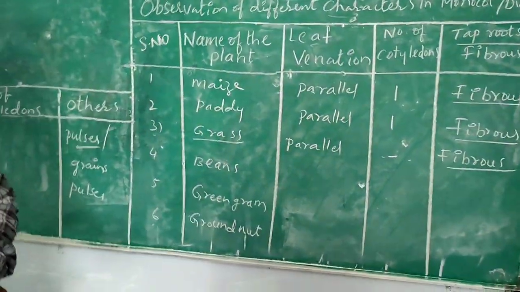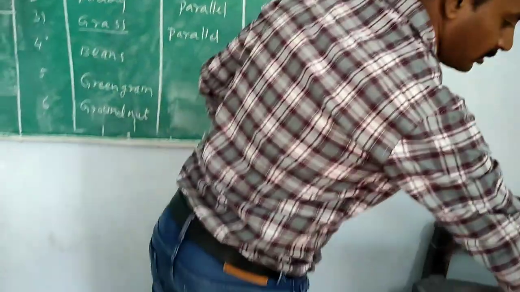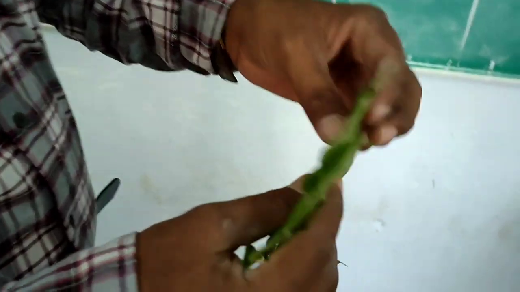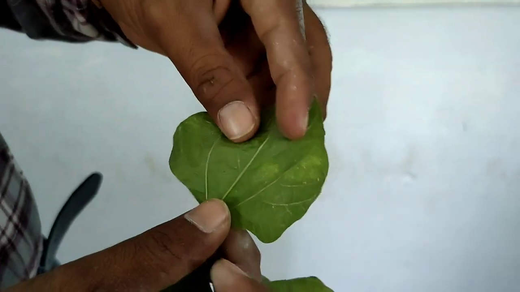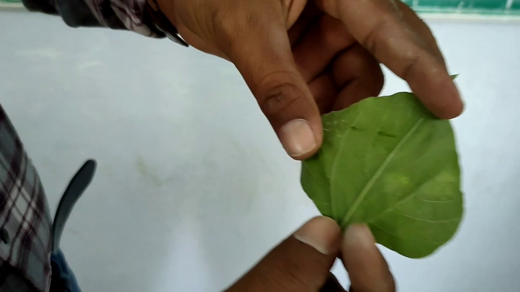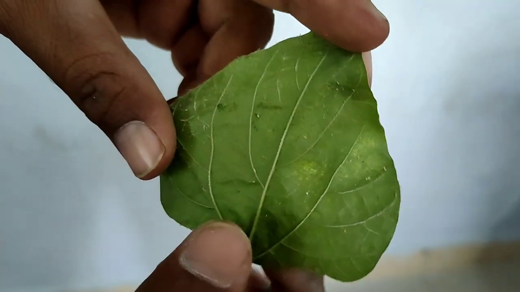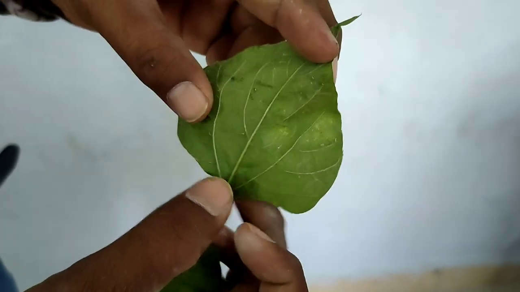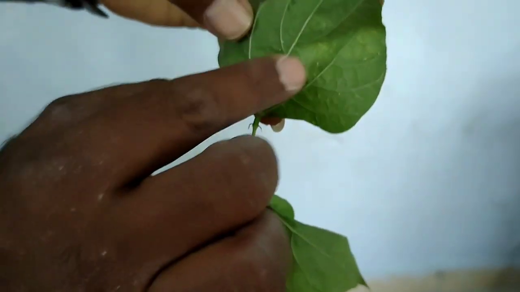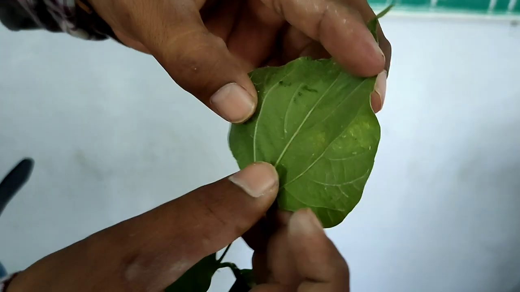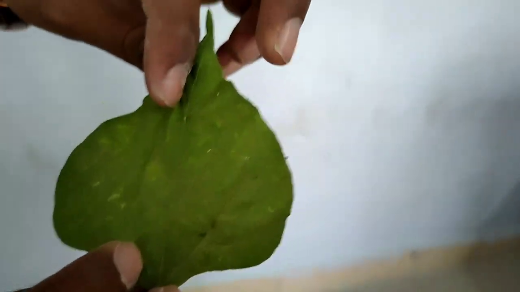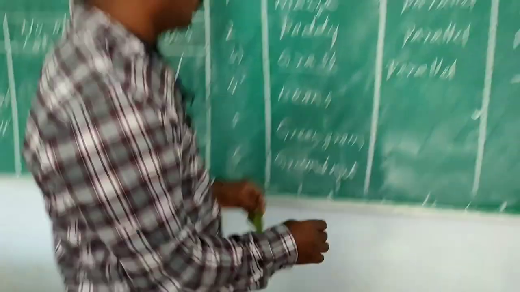Then we take beans. So I have bean leaves here. Which type of venation do beans have? Dolichos, we already know that. Locally we call it chikudu. Which type of venation is this? This is reticulate venation. Why is it called reticulate venation? Because all the veins are arranged web-like or net-like. That's why it is called reticulate venation in beans.